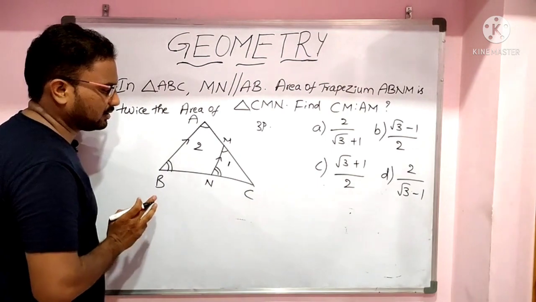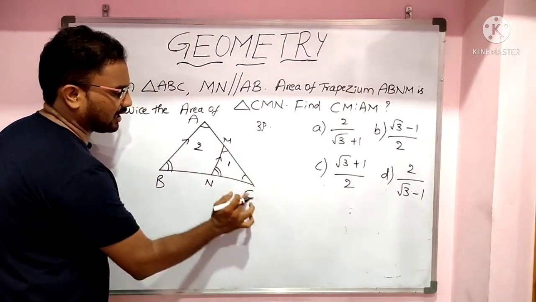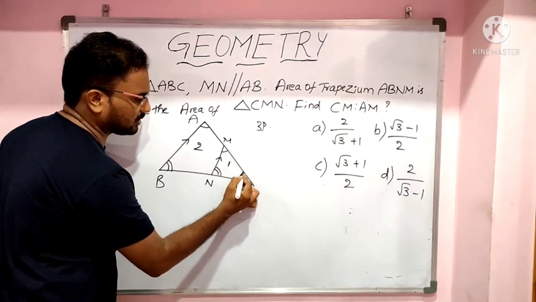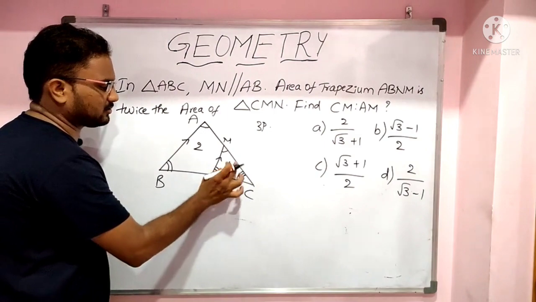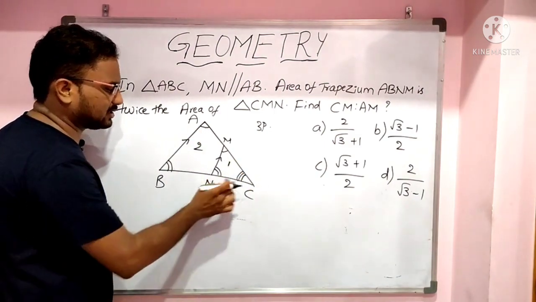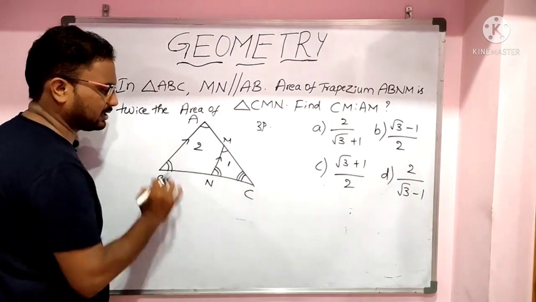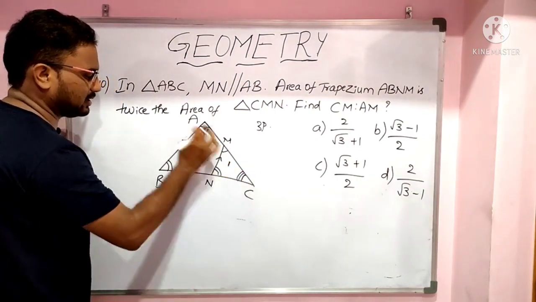Corresponding angles are equal. And angle C in this triangle and angle C in this bigger triangle are both equal. So according to the angle property, this triangle and the total triangle are similar triangles. That means triangle CMN is similar to triangle CAB.